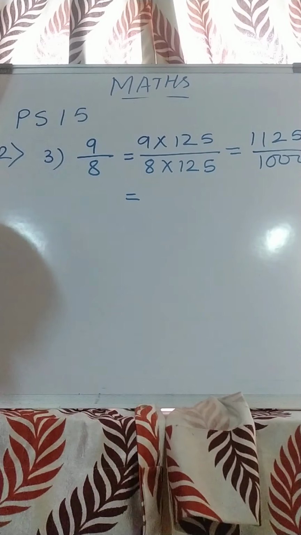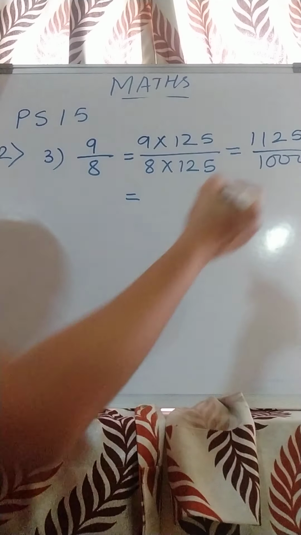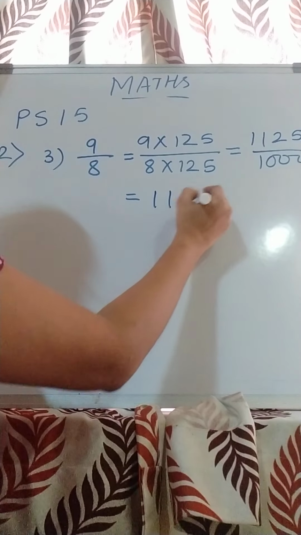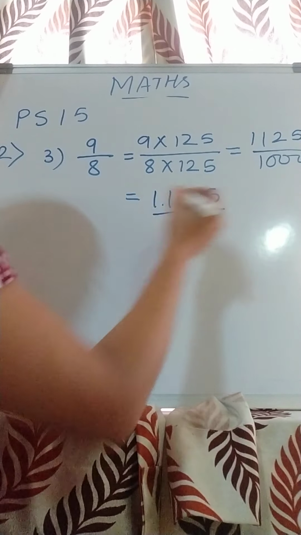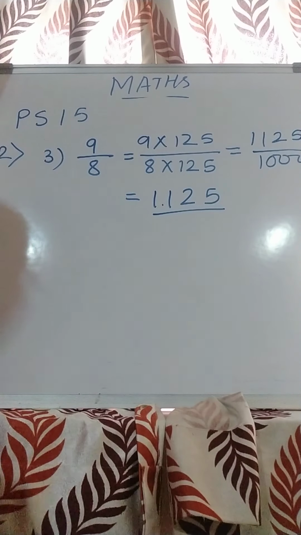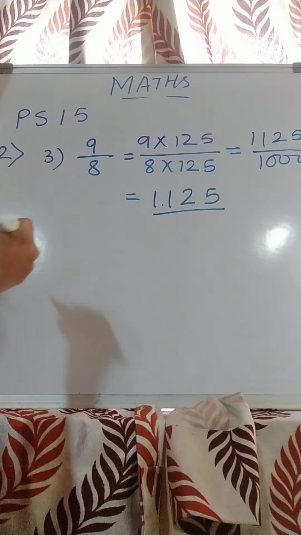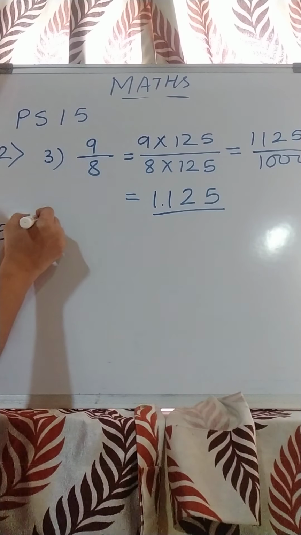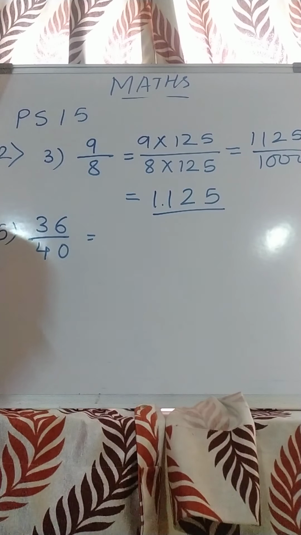Now as I told you, count your zeros. So 3 zeros are there. First write your numerator 1125. So 1 2 3, 1 2 3. Your answer is 1.125. Now move to the next sum, that is the 5th one. What is the fifth sum? 36 upon 40.